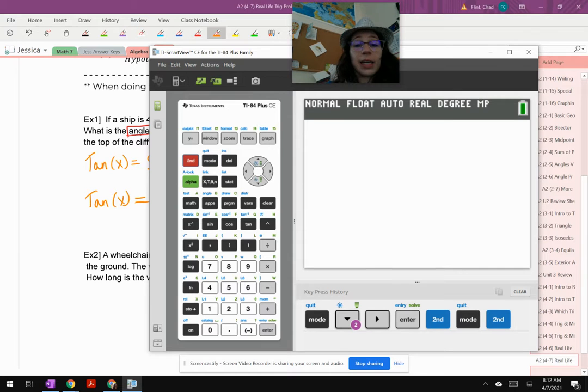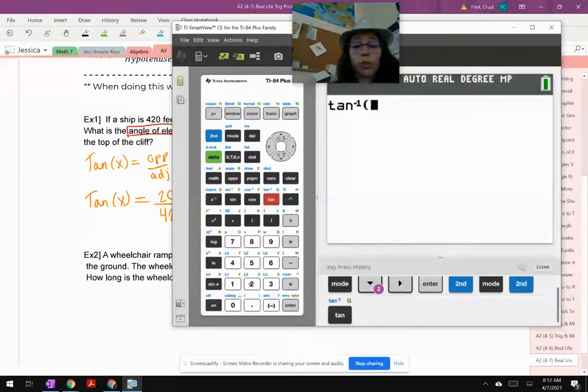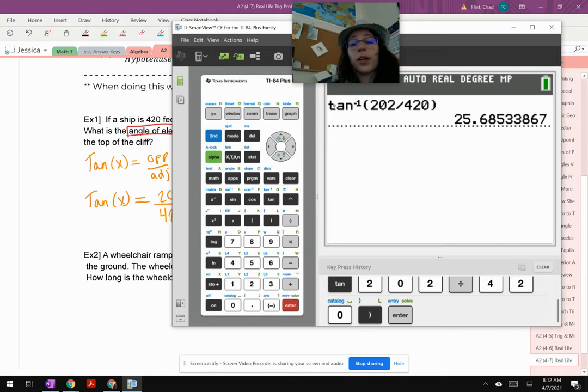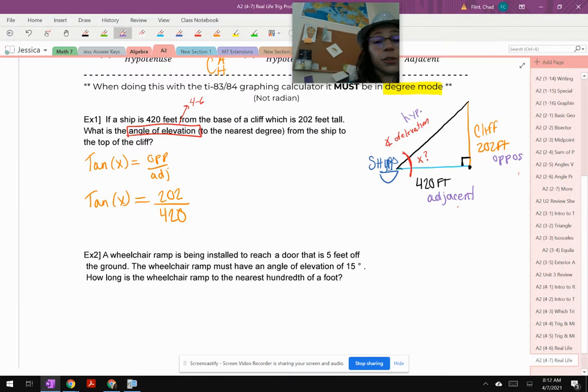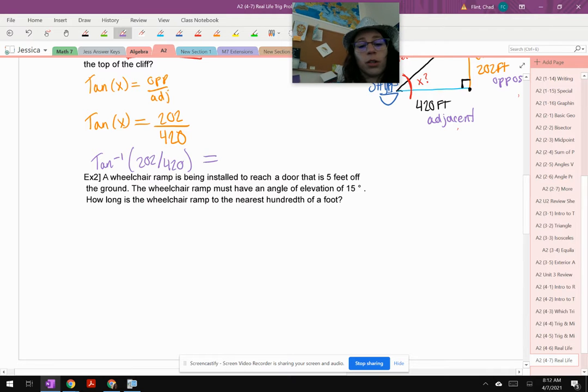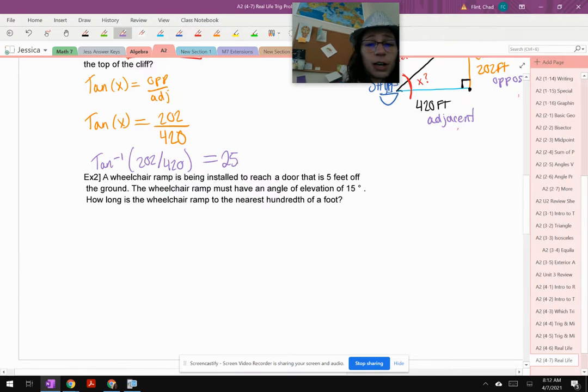So we have to hit the second button to get inverse tan, and then we're going to do 202 divided by 420. Close, enter. So remember, write that little sentence down so I know that you know what you're doing there. So tan^-1 parentheses 202 divided by 420 equals 25.6853.